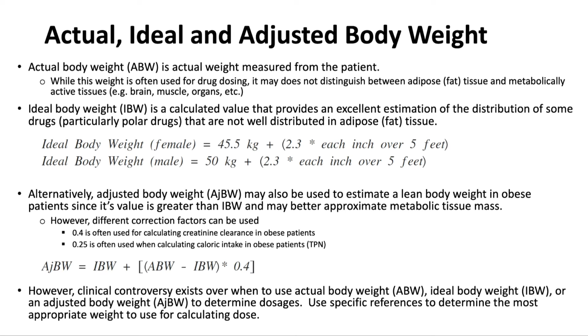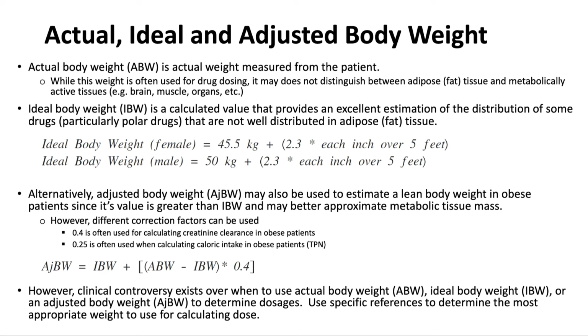Now let's separate that to ideal body weight. Ideal body weight is abbreviated IBW. It is a better estimate of the weight for some drugs, particularly polar drugs that are not well distributed into fats.